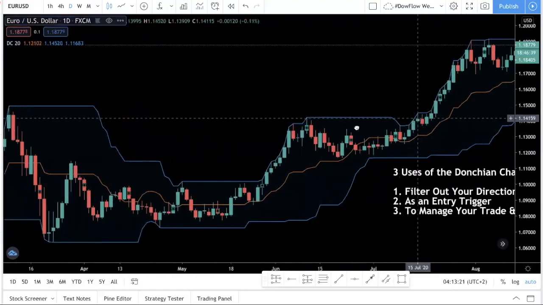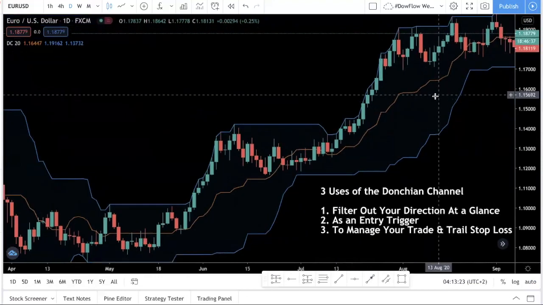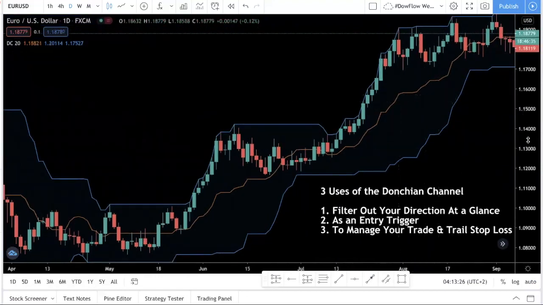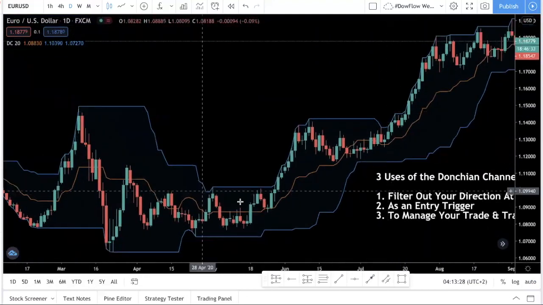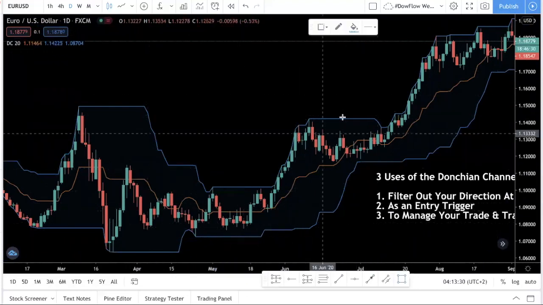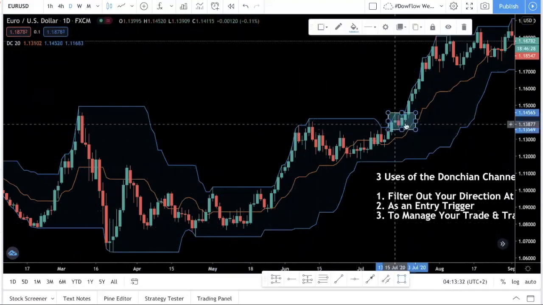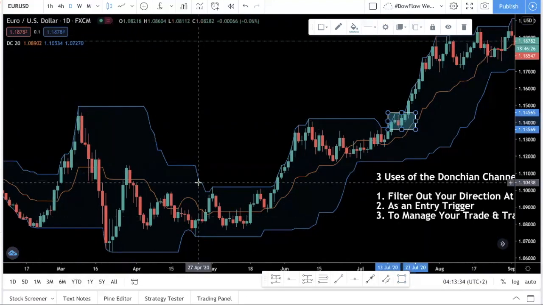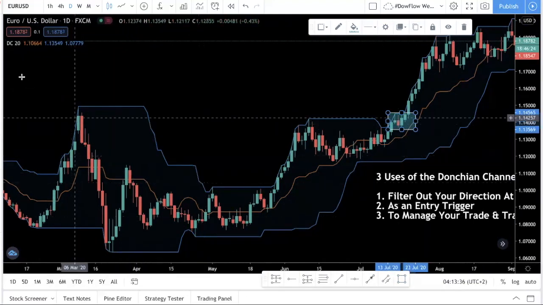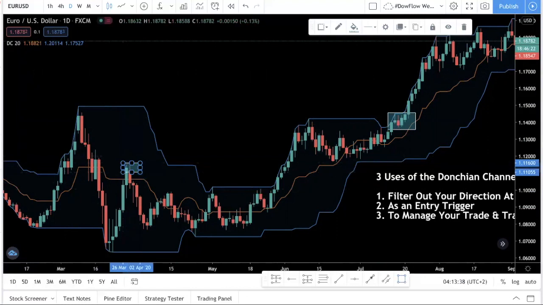So let me show you an example of how we can use this in the right context. Let's say in this case, somewhere around here, we are trying to enter somewhere here. It's very obvious that the euro dollar is in an uptrend. No matter how you draw it, you have a high, a low, and then a higher high and a higher low.